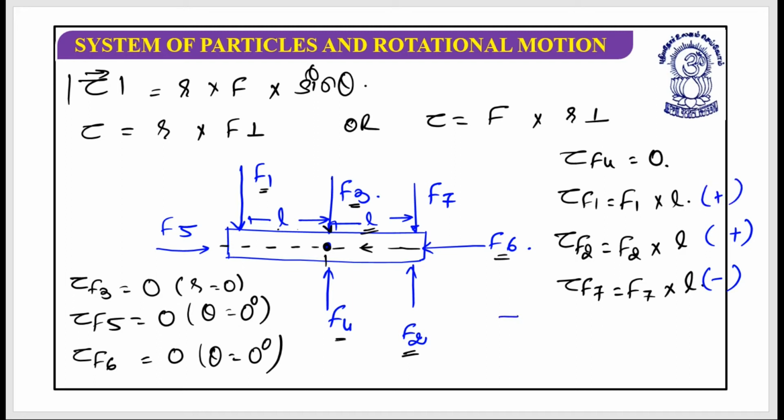So if they ask for net torque, what do you need to write? It's F1L plus F2L minus F7L. That's it, in Newton meter. You got this. I hope this is clear. This is very simple terminology for torque. Always look for the force and perpendicular distance, or rather the distance multiplied by the perpendicular force. It is as simple as that. Just do this and things will be done. I hope this is clear.